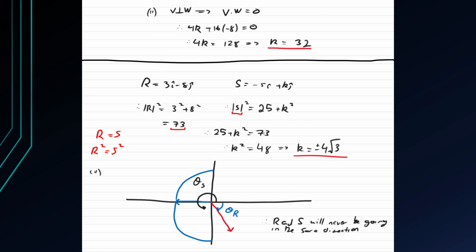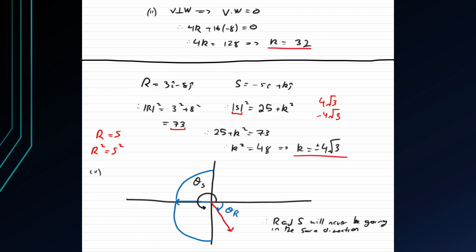So we end up with 25 plus k squared is 73. So k squared is 48. So k is plus or minus 4 root 3. So those are the values for k. It said value, singular, in the question. So either 4 root 3 or minus 4 root 3 work fine.